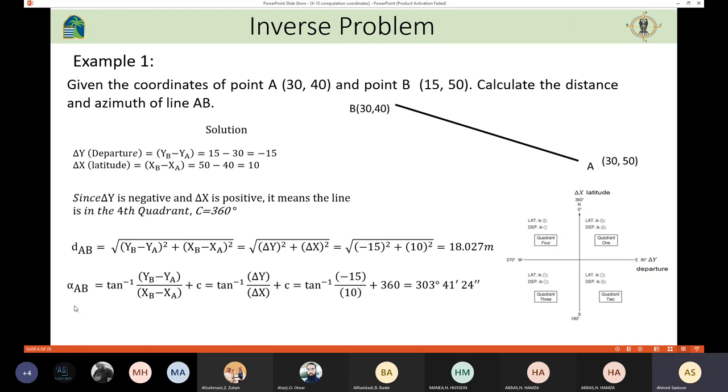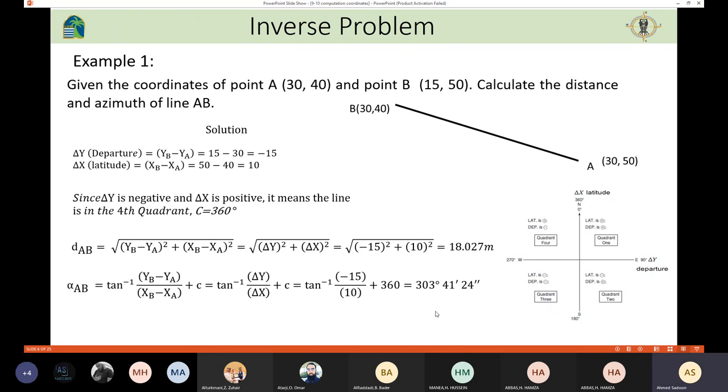Now regarding the azimuth. The azimuth is going to be tan inverse of the departure over the latitude plus C. The departure is minus 15, the latitude is 10, and the value of C is 360. Remember, here you should put the sign as it is, because the angle here is going to be a negative angle. If you forget to put the sign here, then your work is going to be incorrect. So pay attention to this step. You need to put the signs as they are. Do not put this plus 15. Many students make this mistake. So the angle came out to be 303 degrees, 41 minutes, 24 seconds.